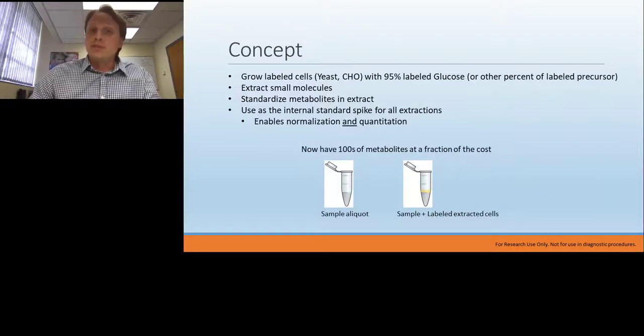We accomplish this by using yeast as a primary test case, because it's a little bit less expensive to use and it's fairly easy to grow, and a lot of conditions enable us to produce it in high quantities, which is what we would need. In this case, we extract only the small molecules from the yeast, and we standardize everything to that extract. We're using the yeast extract essentially as the internal standard. It's 95% labeled, and it would allow us to do both normalization and quantitation in the same run.